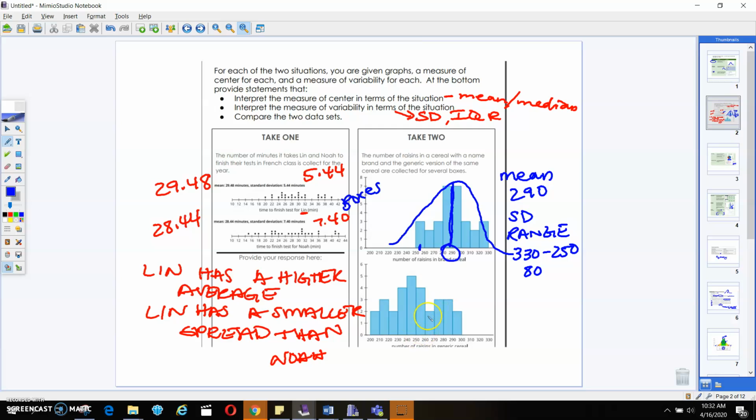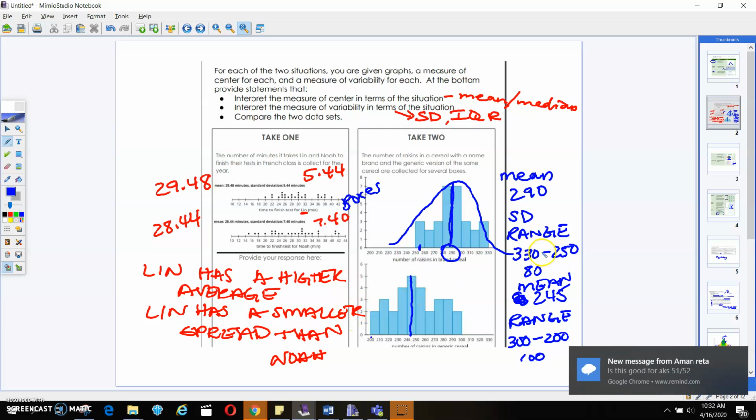Well, let's look at this one down here. The number smack dab in the middle is 245 roughly, right? Again, this is not the best, but we're just going to go with it. So the mean is 245. And then let's talk about the range. What's the lowest number? The lowest number is 200. The highest number is 300. So what's 300 minus 200? That's 100. Okay, so let's look at what that means.